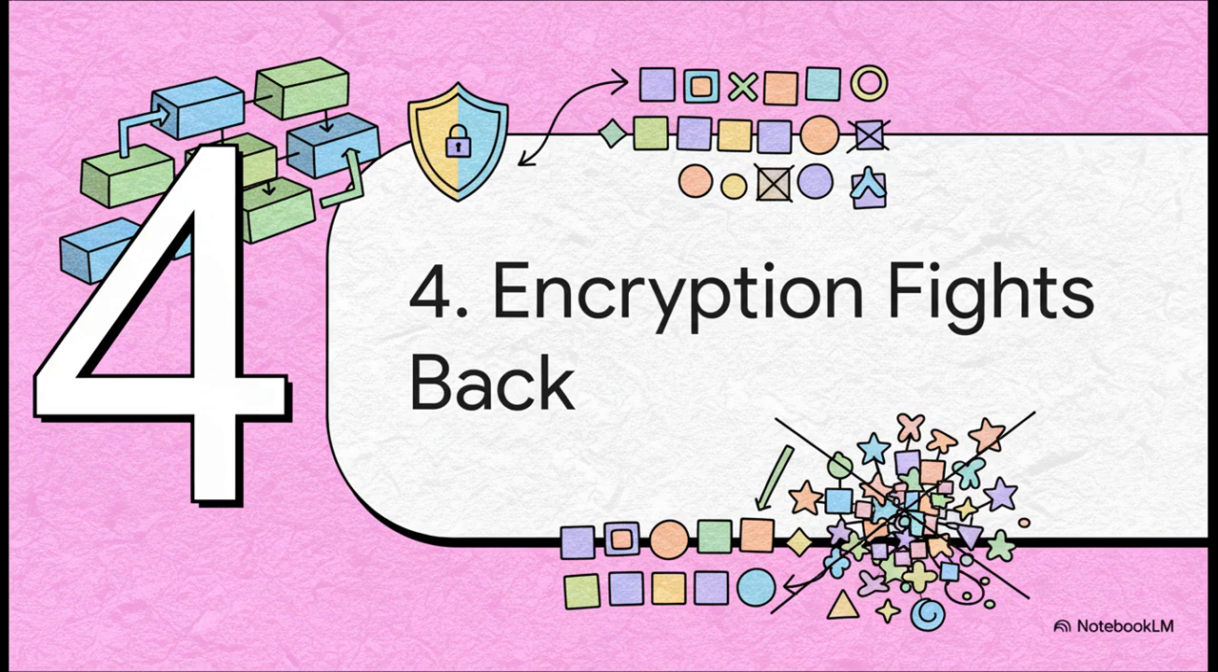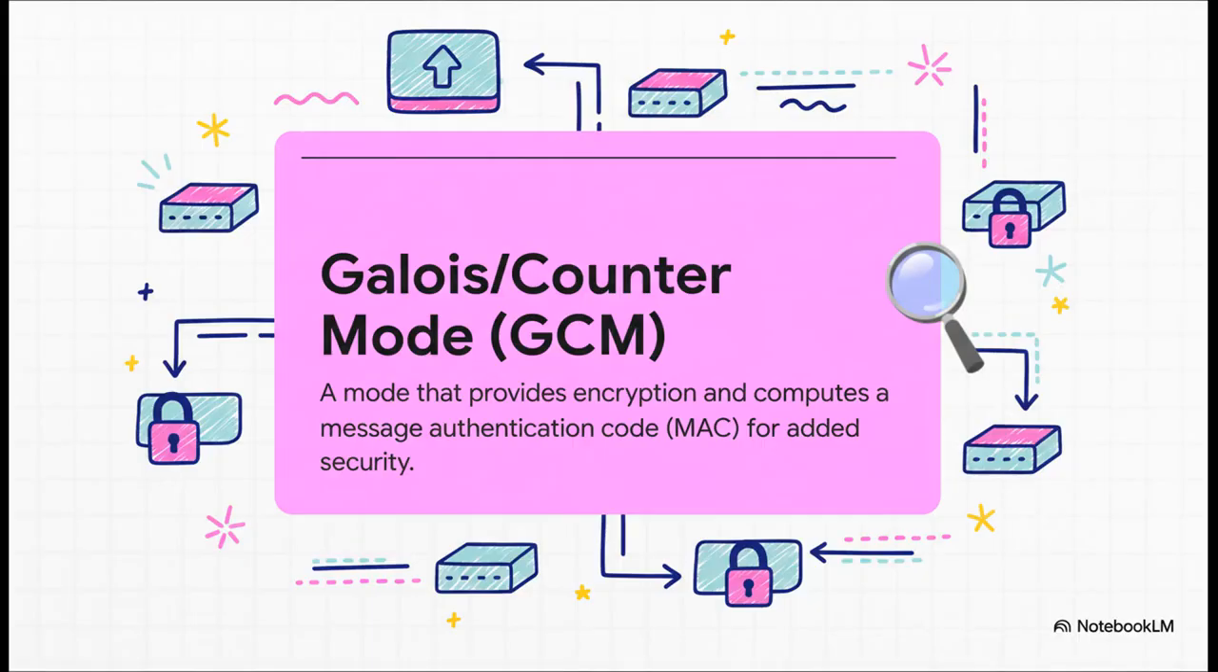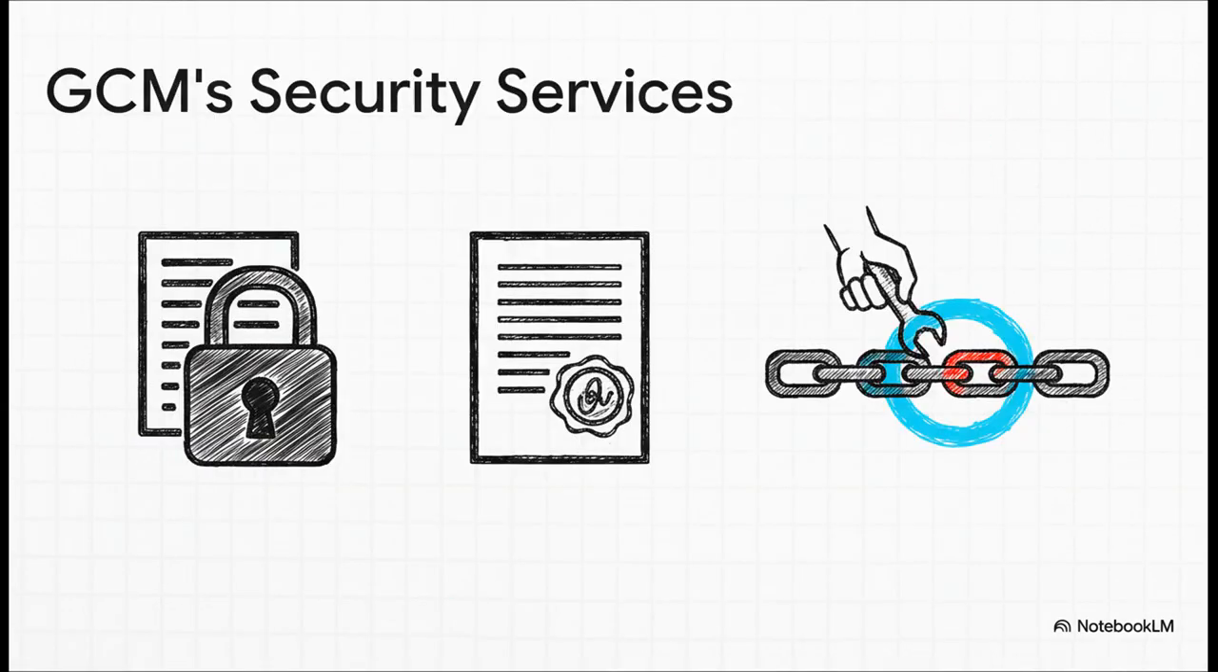But these days, good encryption has to do more than just hide your data. It needs to be able to fight back, especially against tampering. And that brings us to what is basically the modern gold standard, Galois/Counter Mode, or GCM. What it does is it takes all that high-speed parallel goodness from counter mode and then adds this incredibly powerful layer of protection right on top.